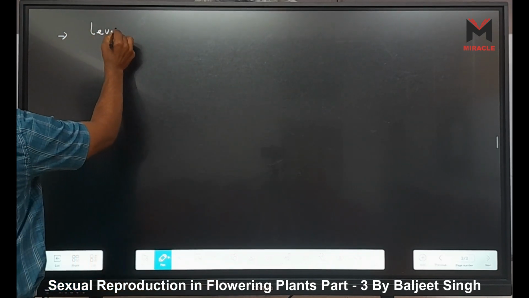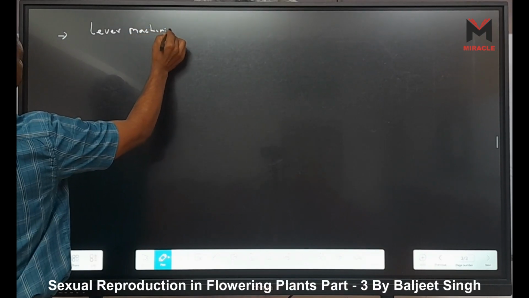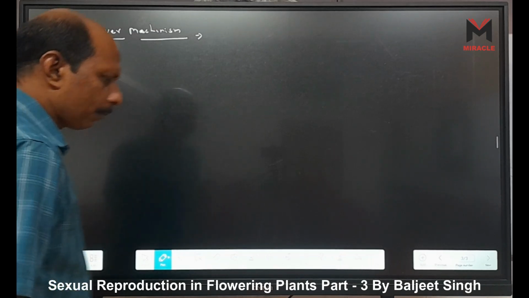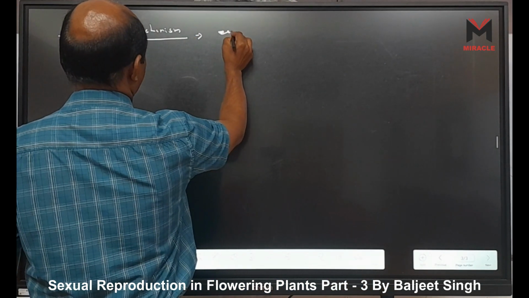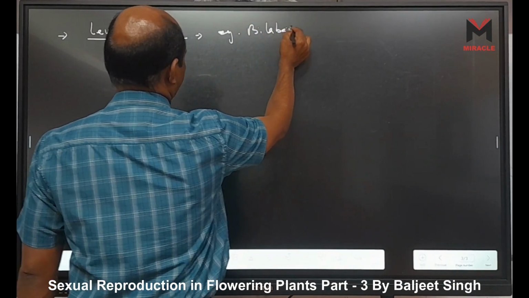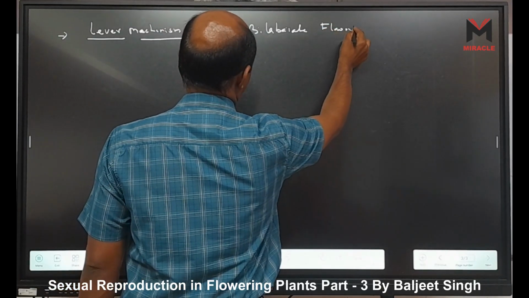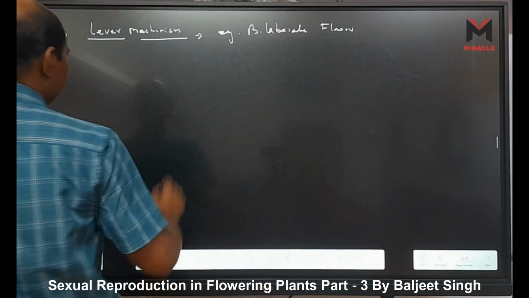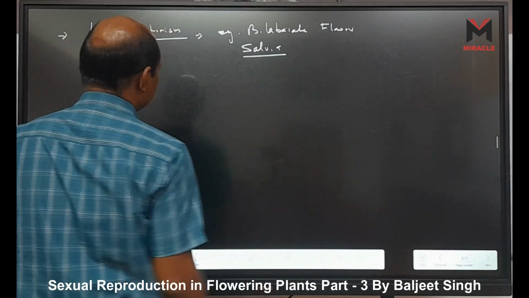Lever mechanism. Lever mechanism is present in bilabiate flowers, as for example in the Labiate family. Bilabiate means two lips are present. Labiate family means what? As for example, Salvia. Here, Salvia. What happens here?